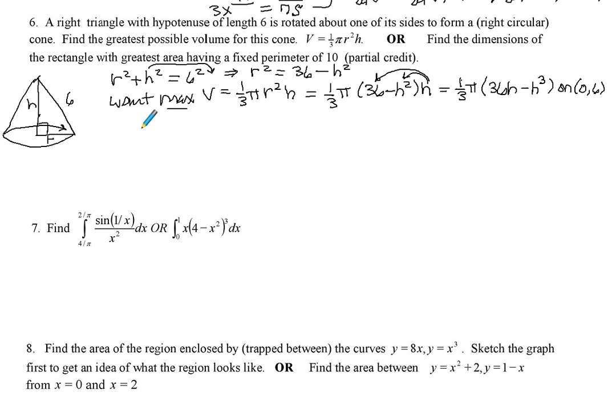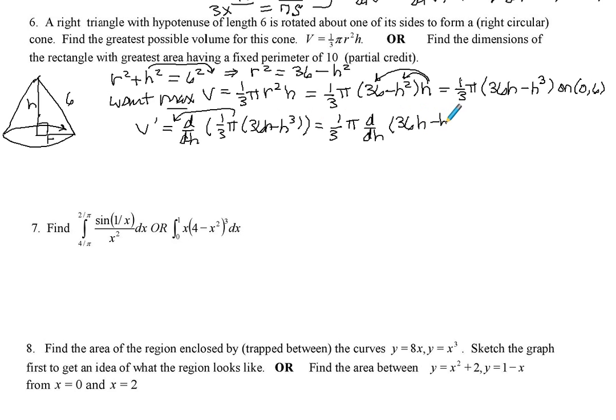So now what do we do? Well, now we take a derivative. V prime, the derivative with respect to h, is going to be the derivative with respect to h of 1/3 pi times 36h minus h cubed. The 1/3 pi is a constant, so that factors out of derivatives. So this is 1/3 pi out in front times the derivative with respect to h of 36h minus h cubed. I forgot the h there.